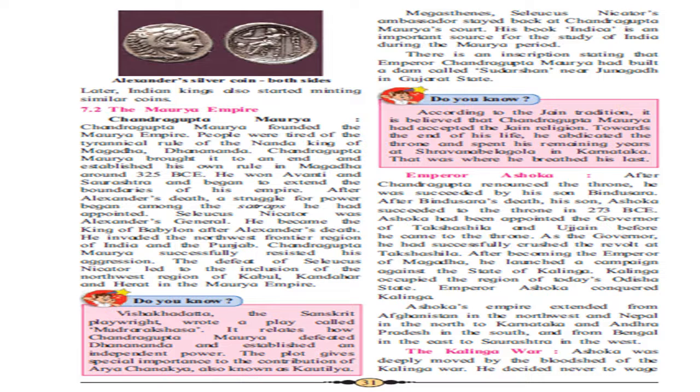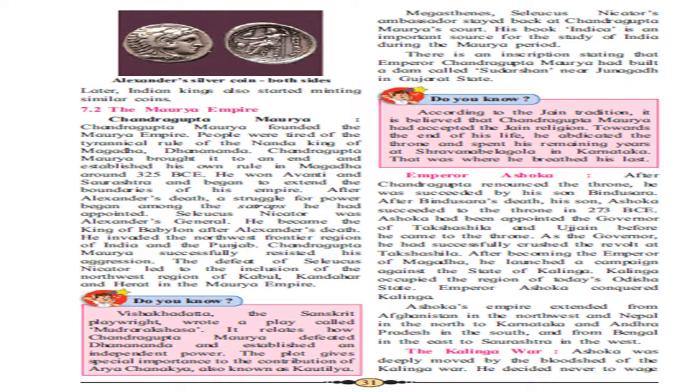Let us learn about the Mauryan Empire. Chandragupta Maurya founded the Mauryan Empire. People were tired of the tyrannical rule of the Nanda king of Magadha, Dhananand. Chandragupta Maurya brought it to an end and established his own rule in Magadha around 325 BCE. He won Avanti and Saurashtra and began to extend the boundaries of his empire.